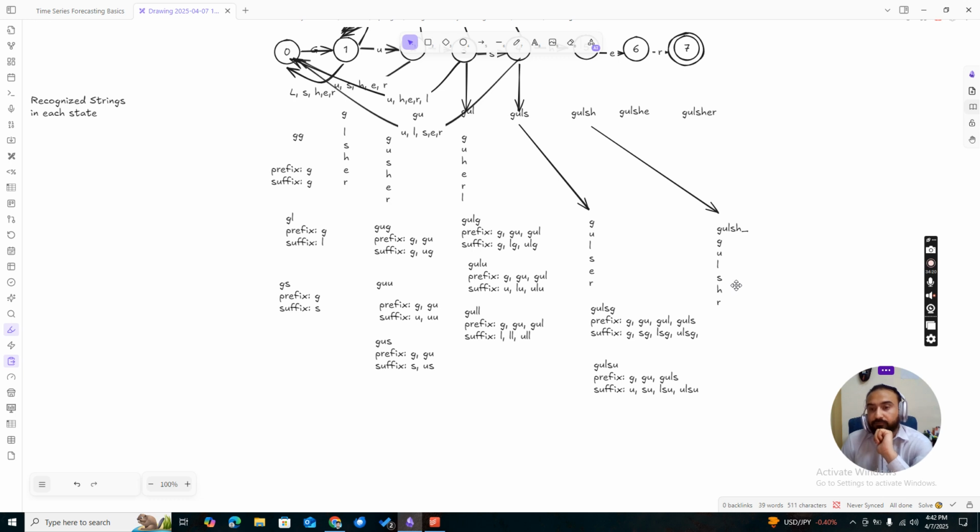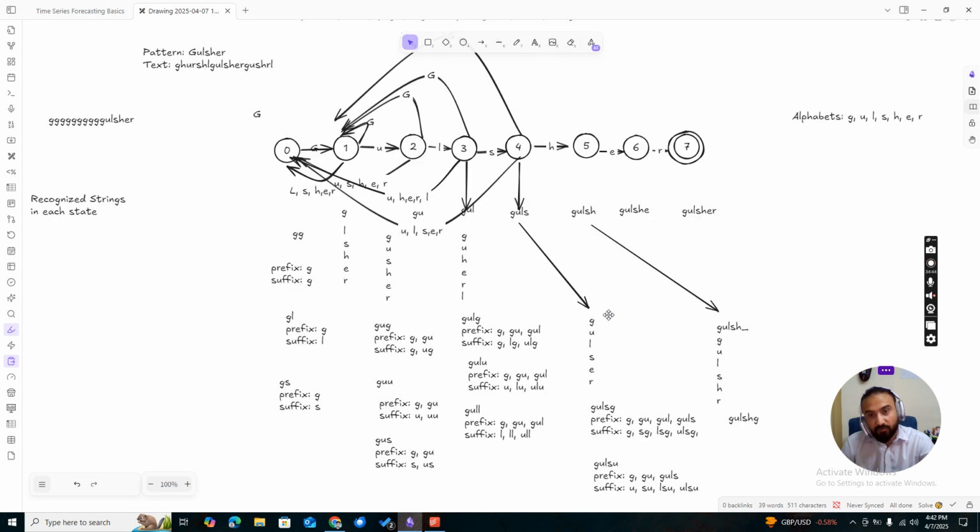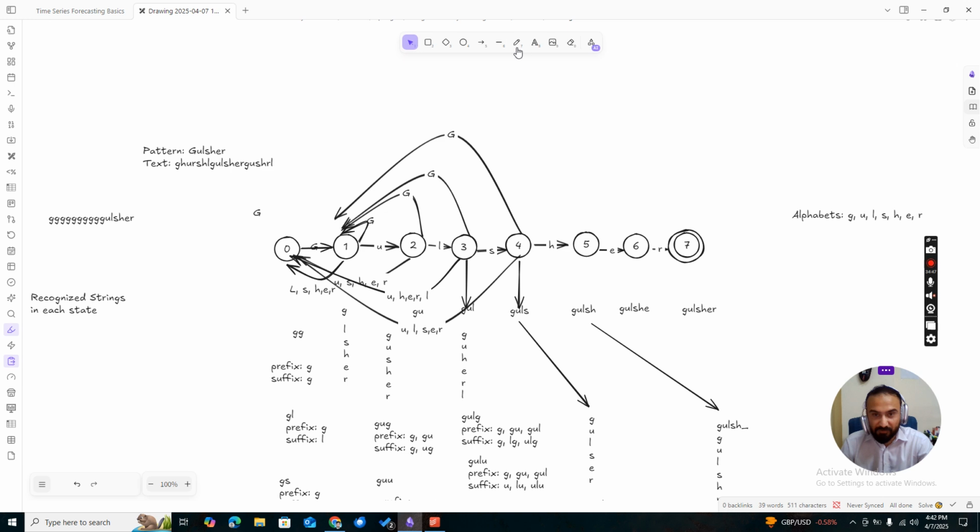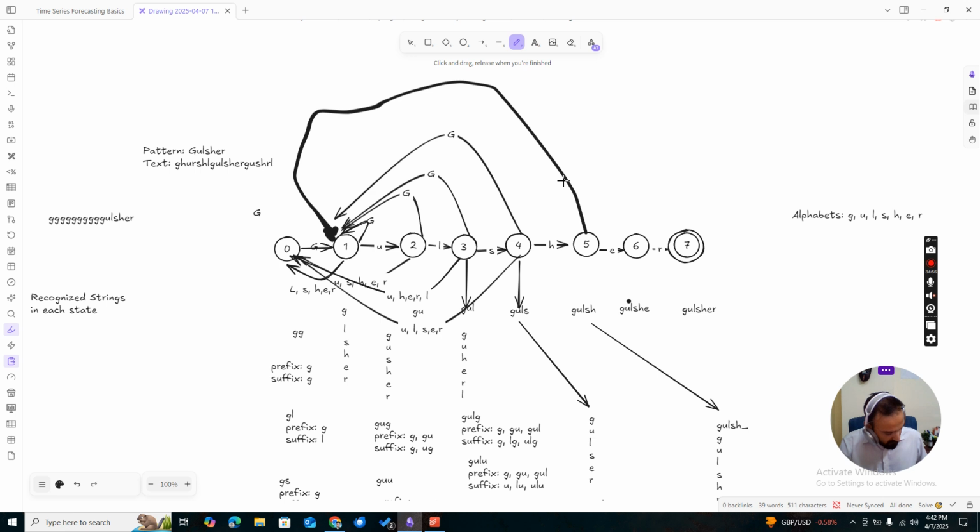As I said, if GULSH is recognized and E occurs, you will transit to the sixth state. But what if G occurs instead of E? What will happen? You need to calculate prefixes and suffixes. But let me tell you that the prefix which will match is G and G. G and G, similarly here G and G, and from here we will be rolling back to the first state as well. Let me draw the line.